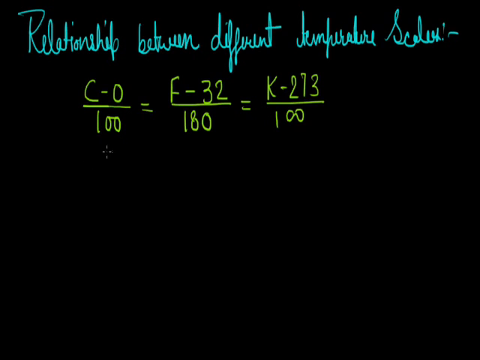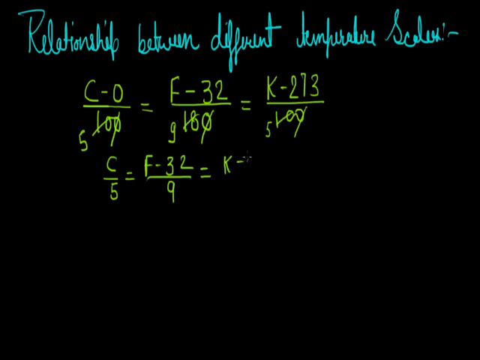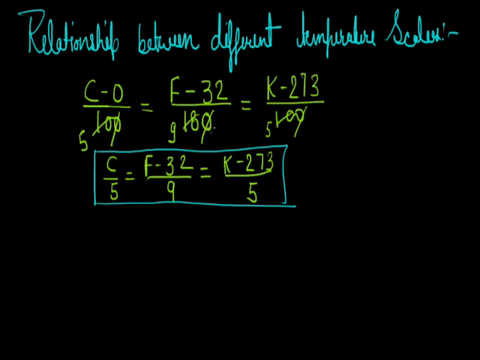When we solve this equation we get C by 5 equals F minus 32 by 9. These zeros cancel out each other, and then by doubling, 2 5s are 10, 2 9s are 18 and 2 5s are 10. So here the third term will be K minus 273 upon 5. Now by using this relation we can convert any temperature from one temperature scale to another temperature scale.